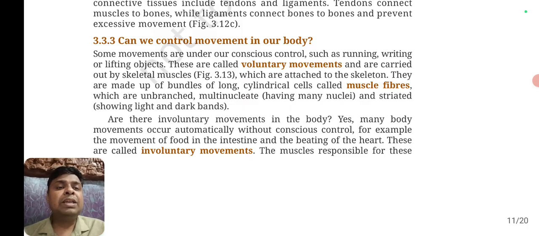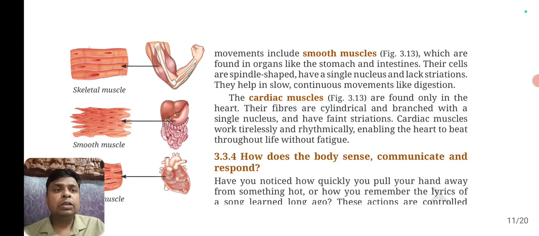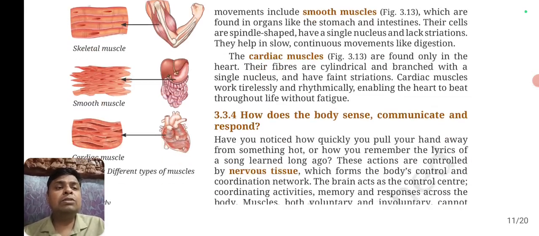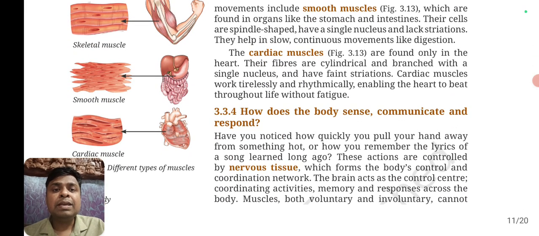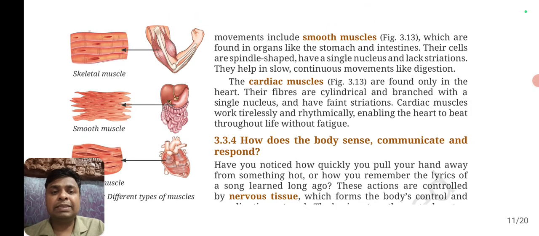So are there involuntary muscles or involuntary movements in the body? Yes, they happen automatically without our thinking. For example, heartbeat. Now, this is because of smooth muscles. Here they have shown us skeletal muscles, smooth muscles and cardiac muscles. Say after me, skeletal muscle, smooth muscle and cardiac muscle.